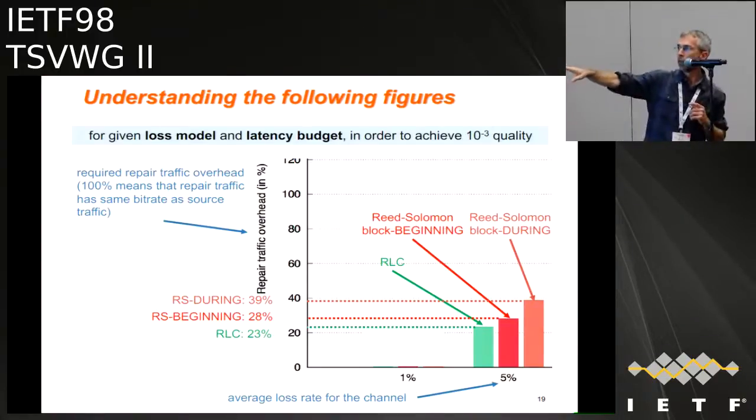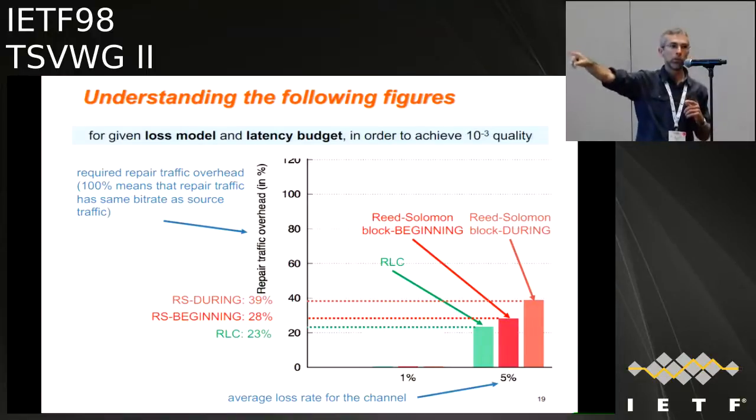What you can see in this figure is, on the y-axis, the amount of repair traffic that you need in order to achieve this given target quality, taking into account this loss model, this latency budget, and this average loss rate. So this is how you should understand this. And the lower, the better.